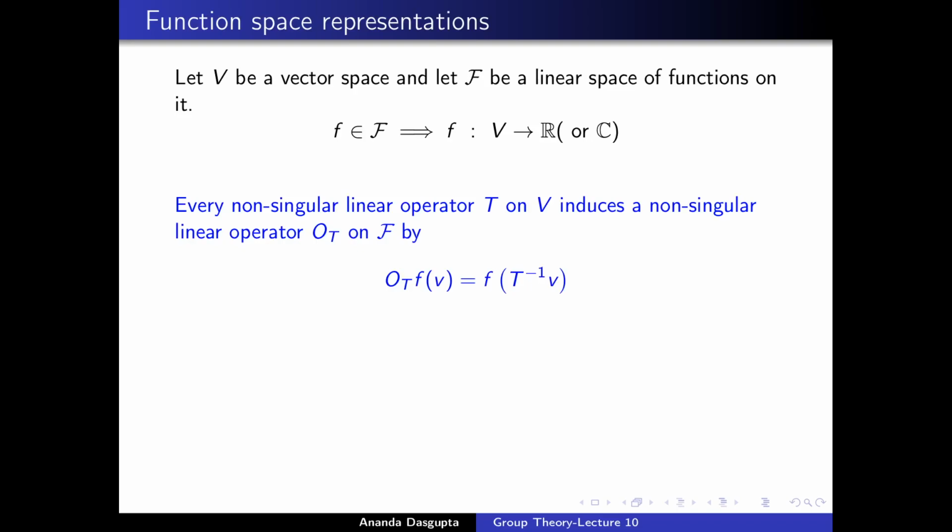This is exactly the kind of property that will help us to decide that the O corresponding to T1 T2, OT1T2, is actually OT1 times OT2. And this T inverse ensures that, as we will soon see in the specific case of function space representations of groups. Note that this result has nothing to do with group theory per se. This, of course, talks about any non-singular linear operator capital T on a vector space V.